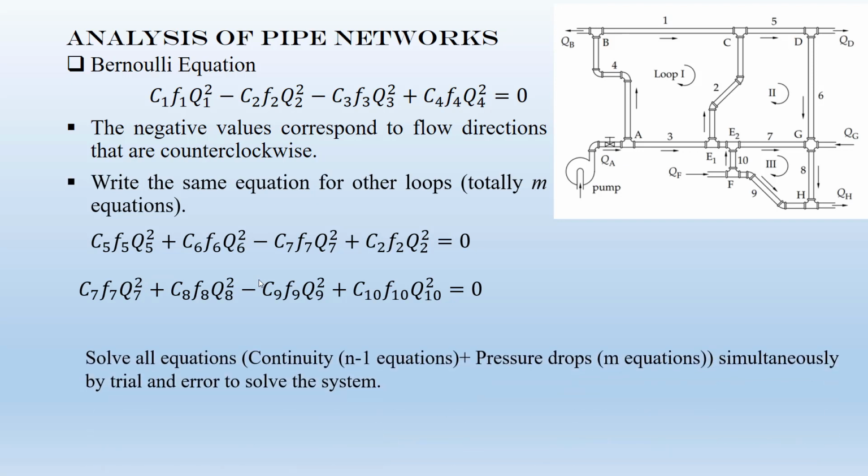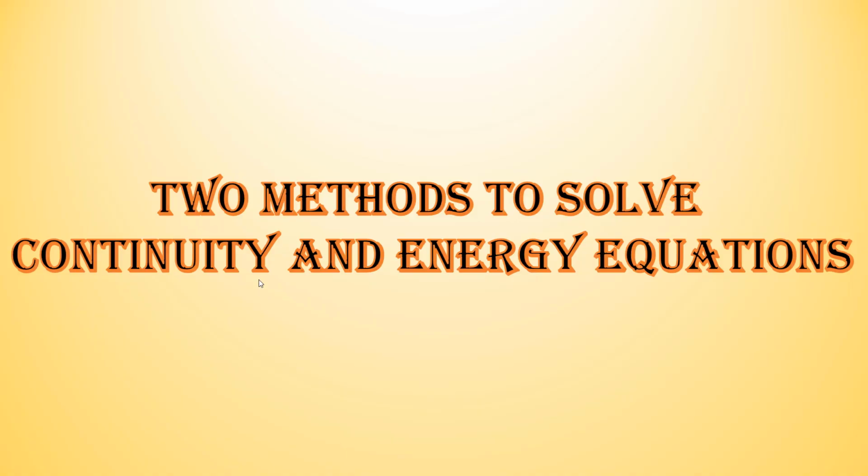Now, what you need to do, you have M equations for the loops and N minus 1 equations from the continuity equation. You need to solve all these equations simultaneously to find the unknown parameters, to find the friction factors and Q's. So the question is how we can solve these equations. To solve these equations, you can use one of these two methods.